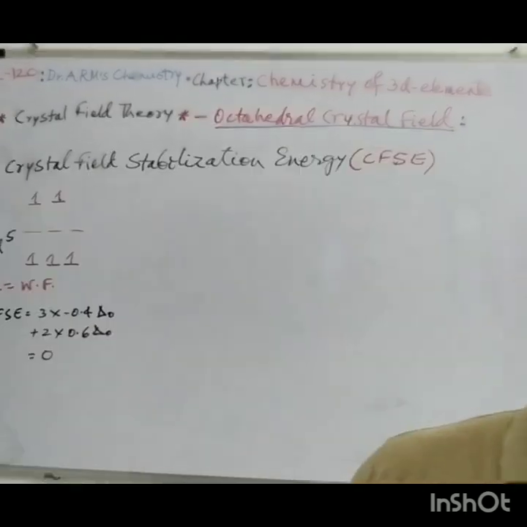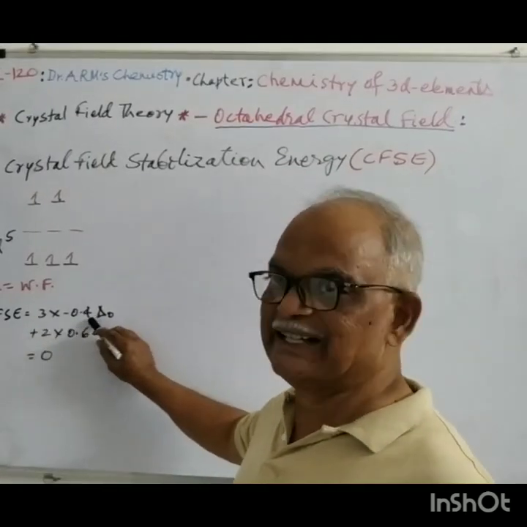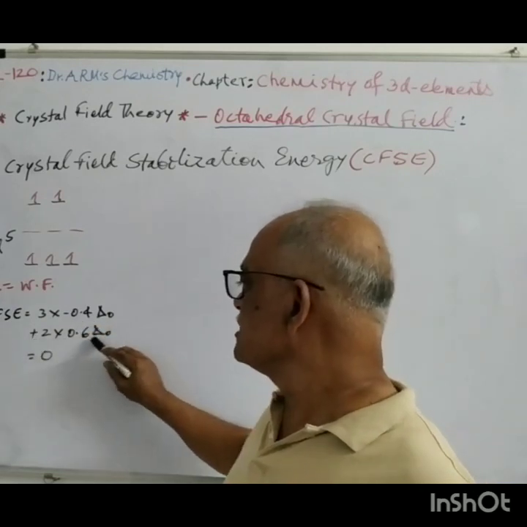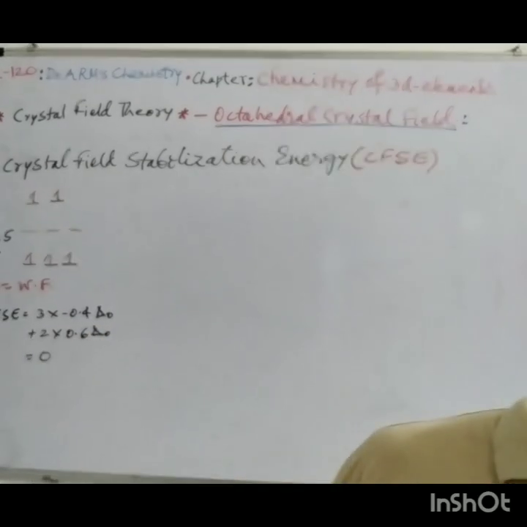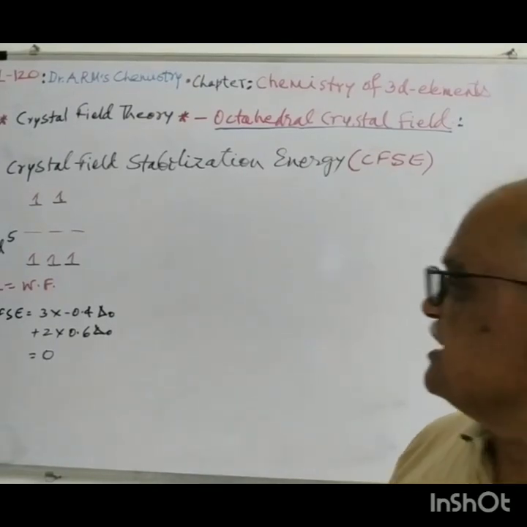So the CFSE is 0 delta O here, because this is minus 1.2 and this is plus 1.2.